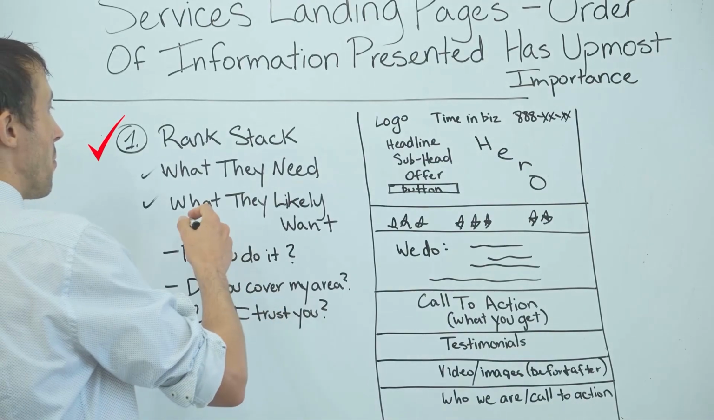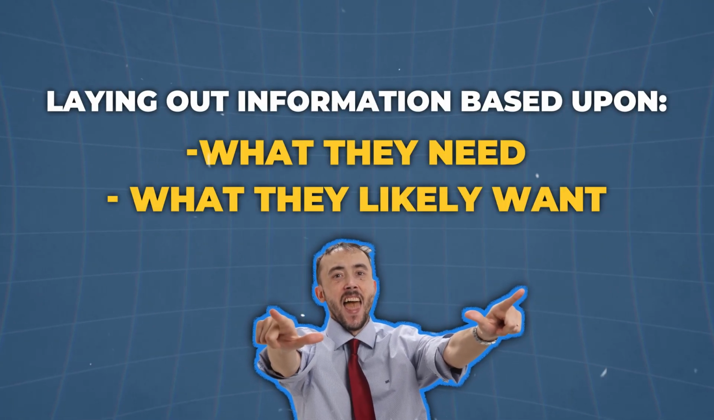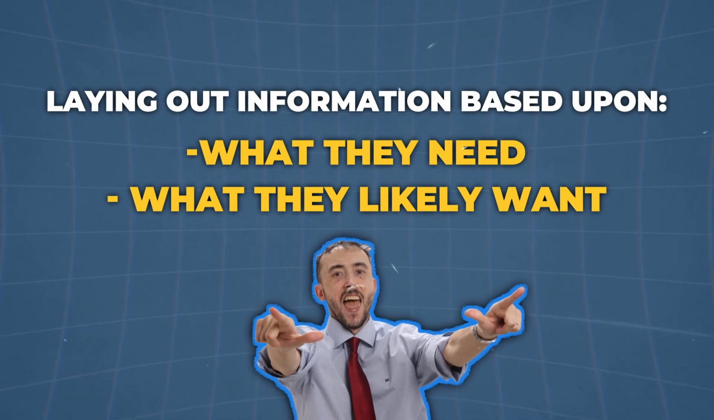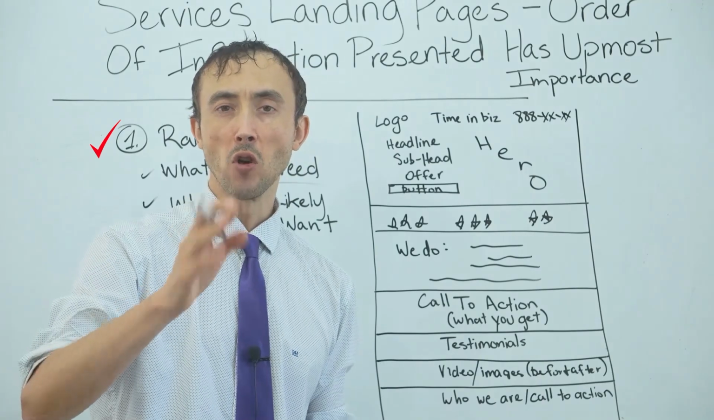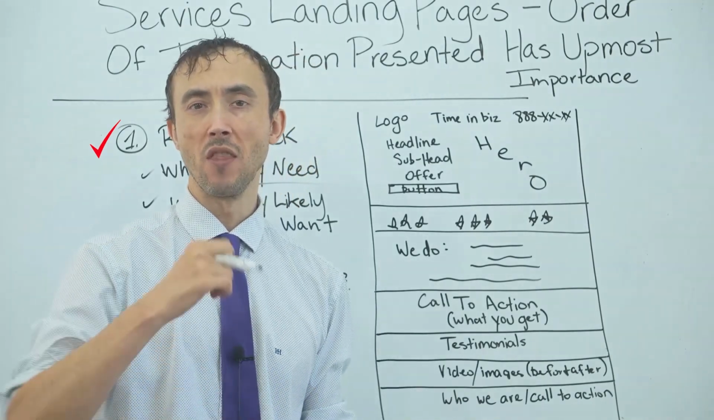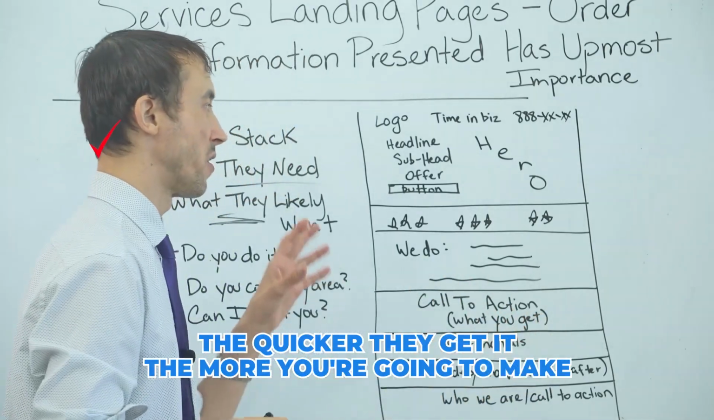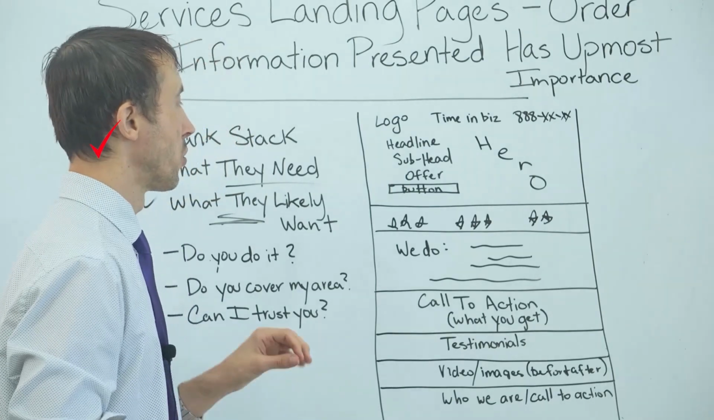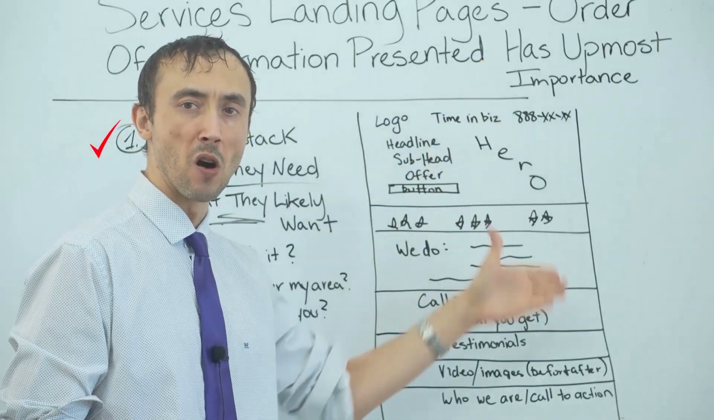So laying out information based upon what they need and also what they likely want, being able to predict what they want and lay that information out so that most people get what they want and need as quickly as possible when they hit that page, because the quicker they get it, the higher your conversion rate is going to be. So with that said, I laid out a mock landing page here so you can understand the flow on this page.